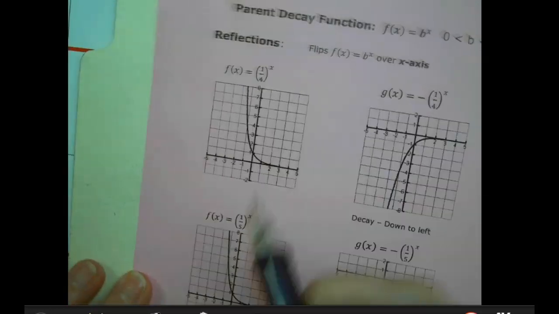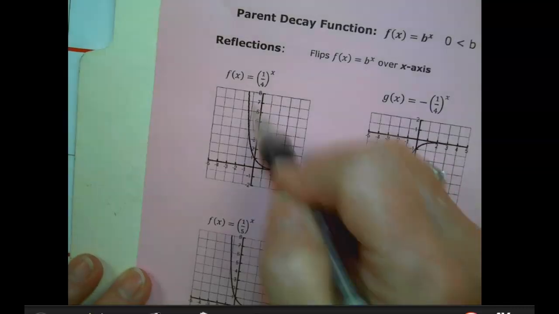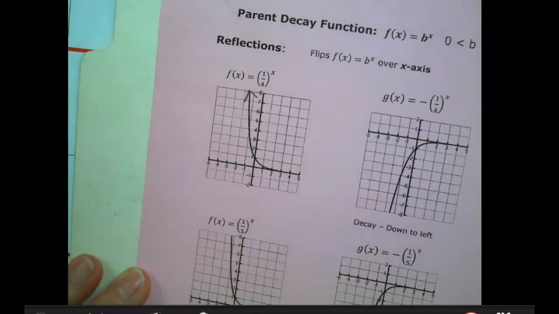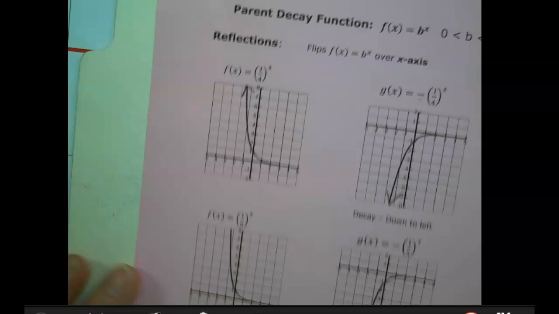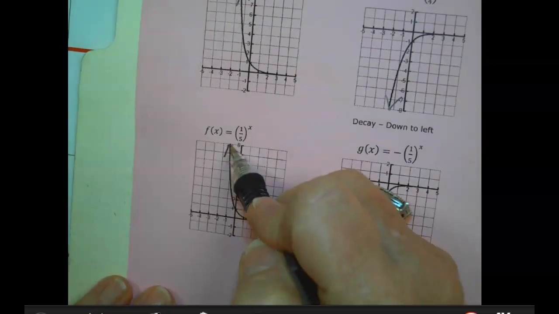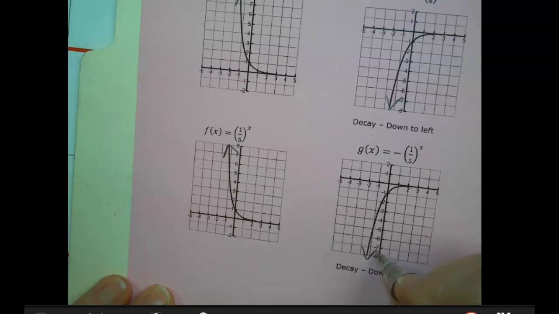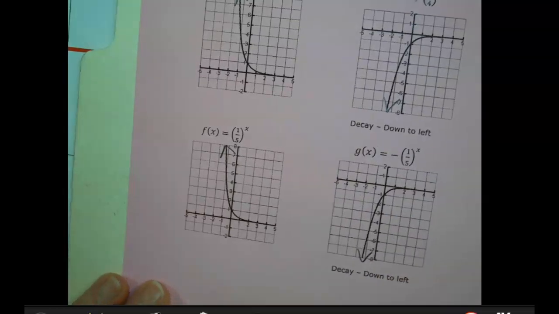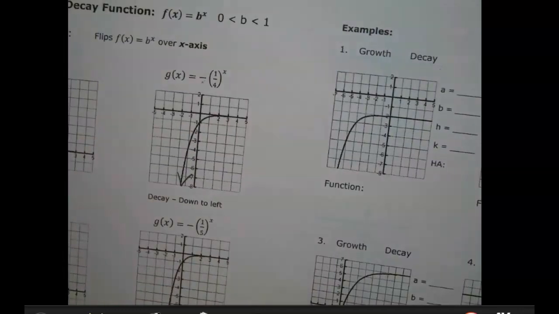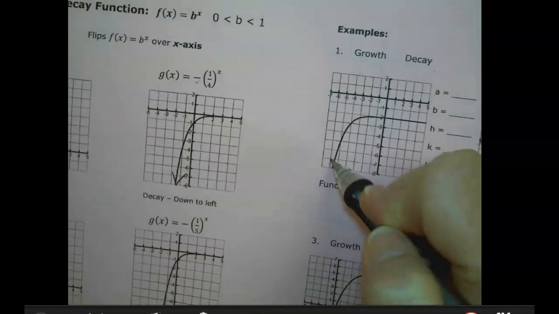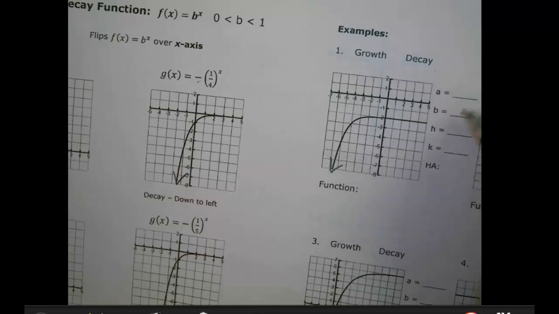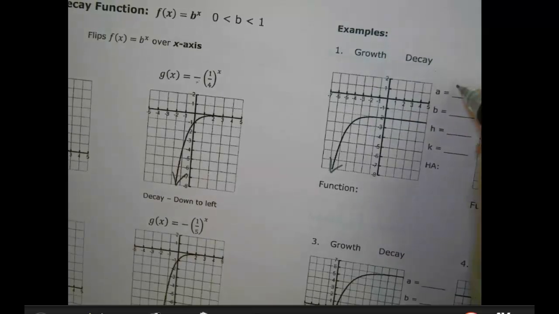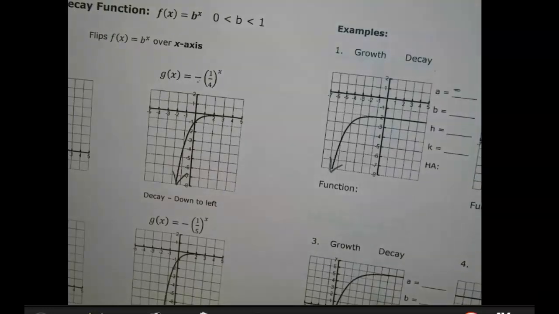So now, here is my parent function of an exponential decay because it's up to the left, but a negative makes it down to the left. The 1/5 is up to the left. It's still a decay, but this one is a negative because it's down to the left. So let's just start. On this example, this is down on the left. That tells me that my reflection, I'm going to have a negative here. We're going to put it right here because it's going to go in my A value.